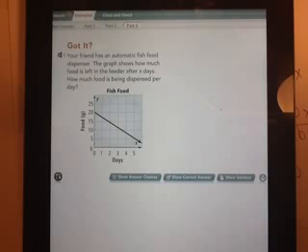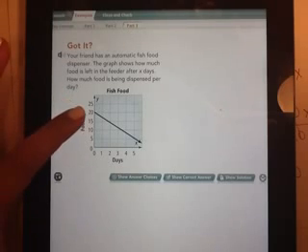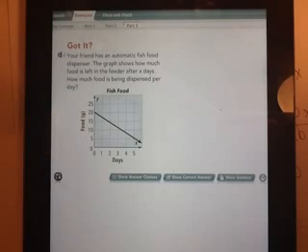Your friend has an automatic fish food dispenser. The graph shows how much food is left in the feeder after x days. How much food is being dispensed per day? So at 0 days, when we first fill up our feeder, it's at 20 grams. Now after day 1, we're not exactly sure. After day 2, we're not exactly sure. Day 3, we're not 100% sure. We go on to day 5, and that's pretty accurate.